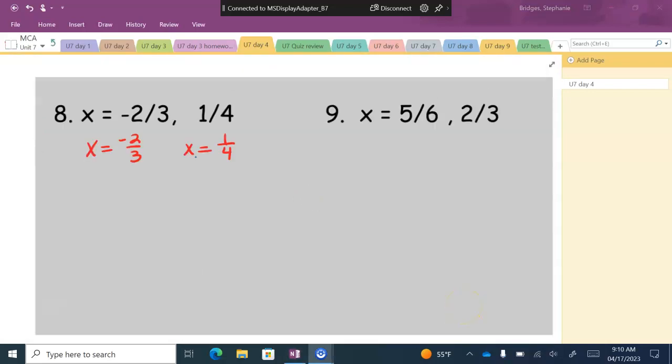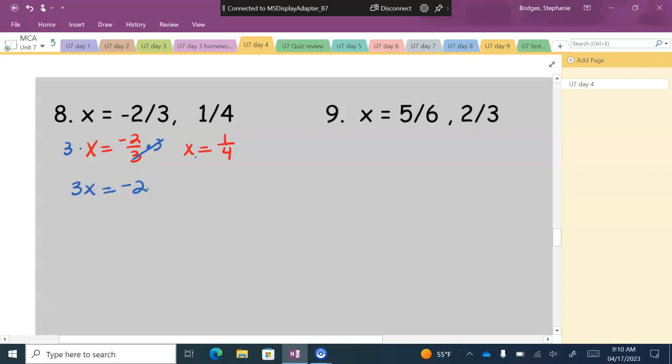All right, so we're going to multiply both sides by the denominator, in this case the 3, just for this first one. When I multiply negative 2/3 by 3, those 3's cancel each other out, which gets rid of my fraction. So that gives me 3x equals negative 2, right?